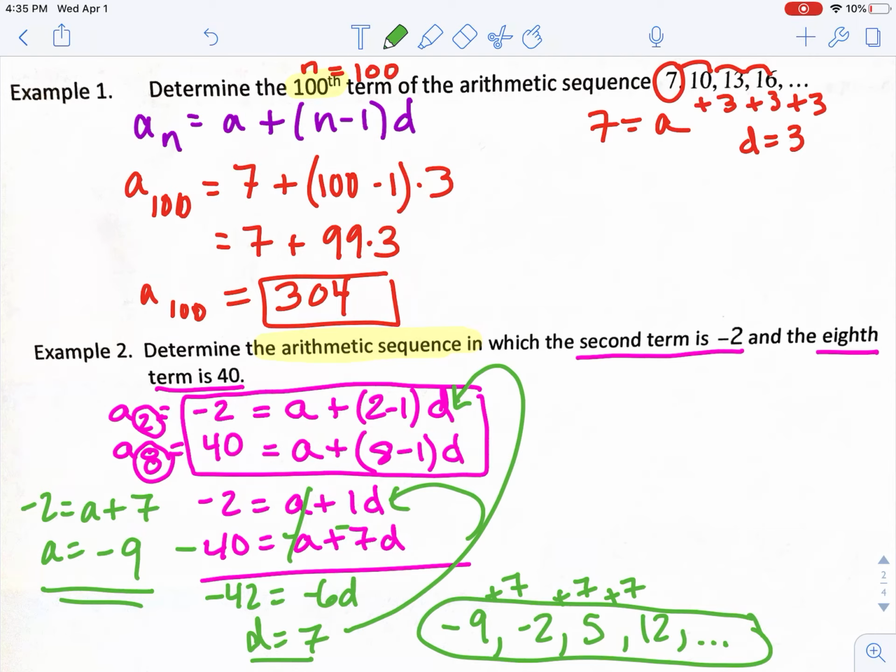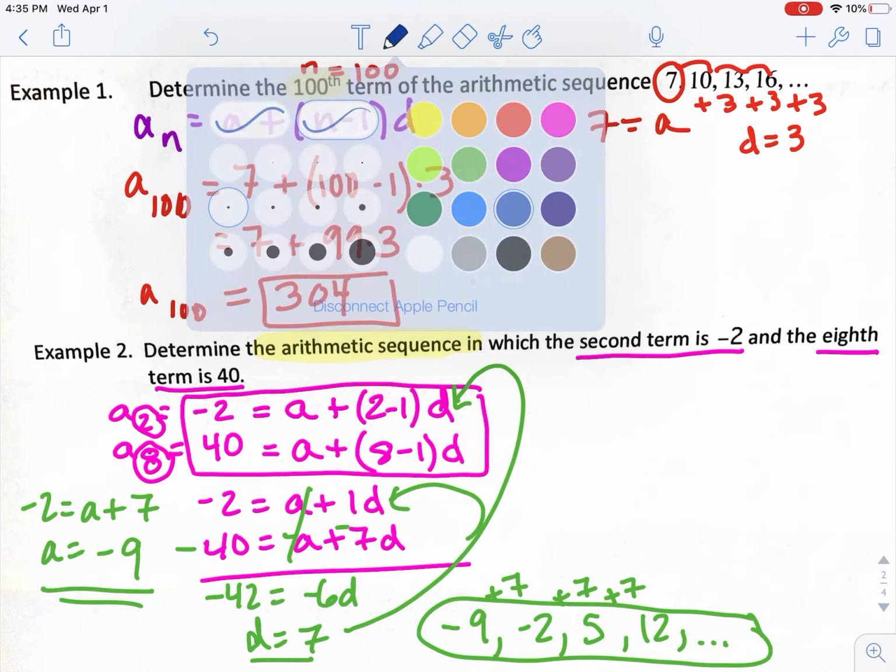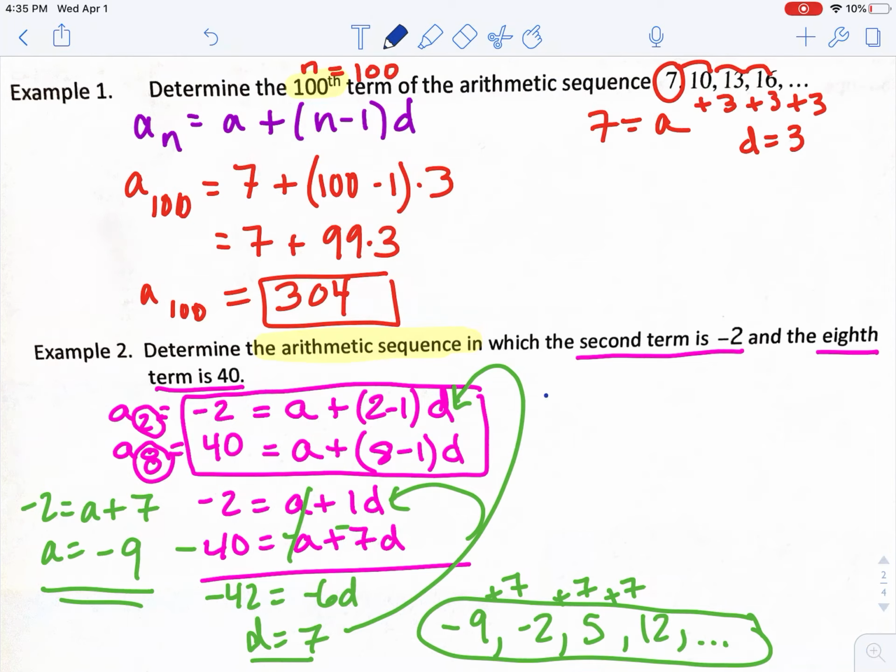Okay, that's the one way to do it if you're going through step by step, finding your system of equations and using the formula. The other way to do this would be to take a step back and get a different viewpoint. What do I mean? So if I list out this sequence, I don't know the first term, but I know the second term is negative 2, and then the terms continue up through the 8th term, and I know the 8th term is 40.